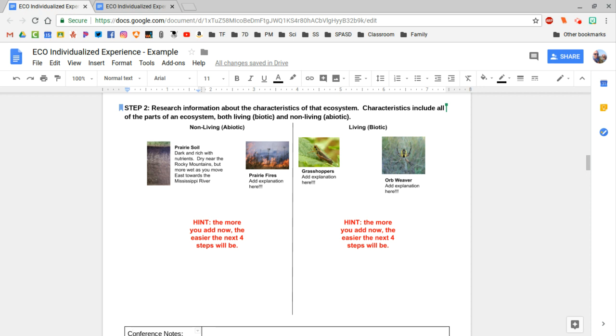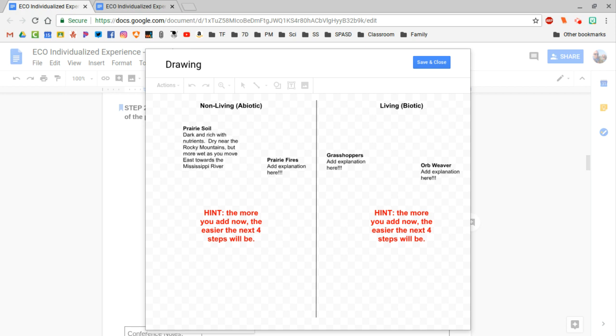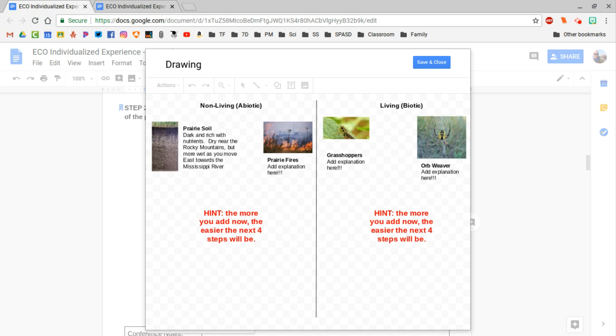So what I did is a little example for you about prairies, and you should be familiar with all 4 of these things now that we've talked about prairies for a week. And I created a Google Draw, and my brain organized it this way. I kind of did a T-chart with non-living on the left and living on the right. You can do this however you want, but that's just the way my brain organized this.